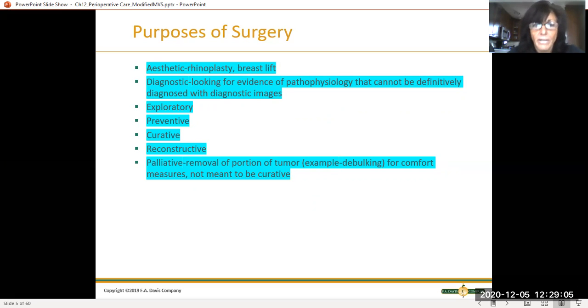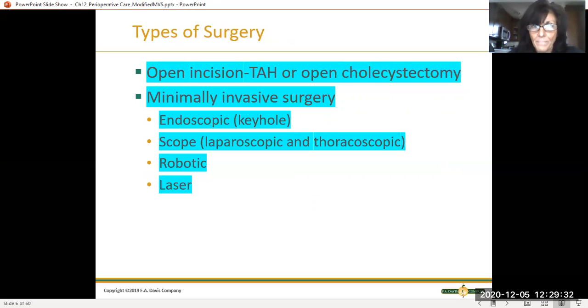So it's not curative. They can sometimes go in and do what's called a debulking. So if the patient has a very large cancerous tumor, part of it is impinging on nerves and causing them to have a lot of pain, we may be able to go in and take part of the tumor, debulk the tumor, remove part of the tumor surgically to provide comfort and pain relief. But it's not meant as a cure. It's not going to be cured.